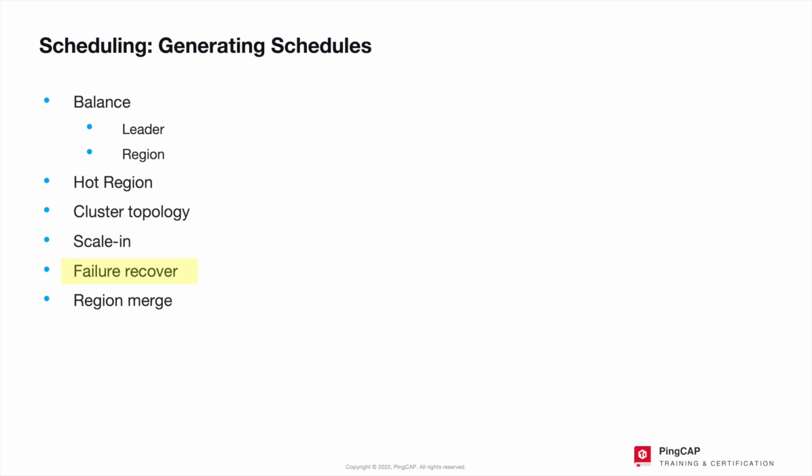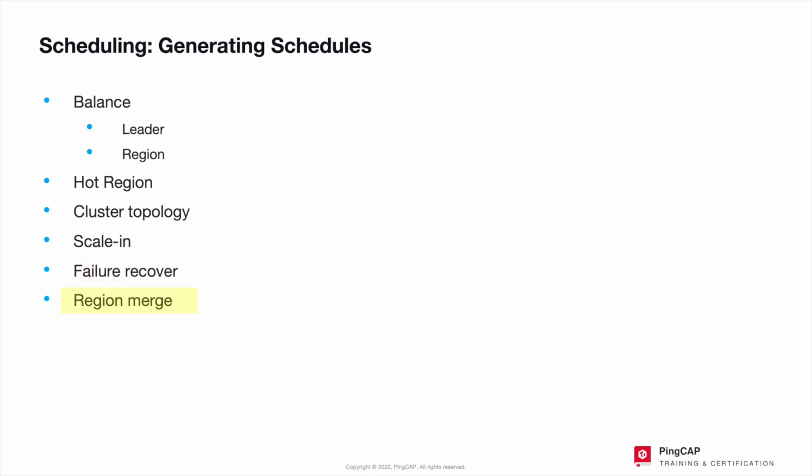Next up, failure recovery. Failure recovery means that when an existing store fails and cannot be recovered, the distribution of peers of regions on the corresponding store will cause a state of missing replicas. At this time, PD needs to create replicas for these regions on other nodes.